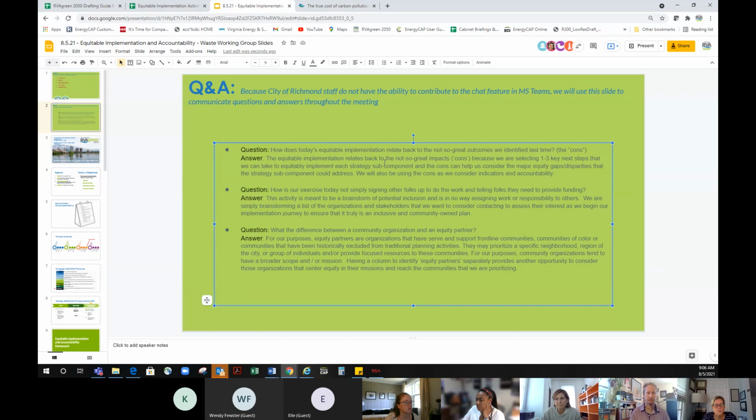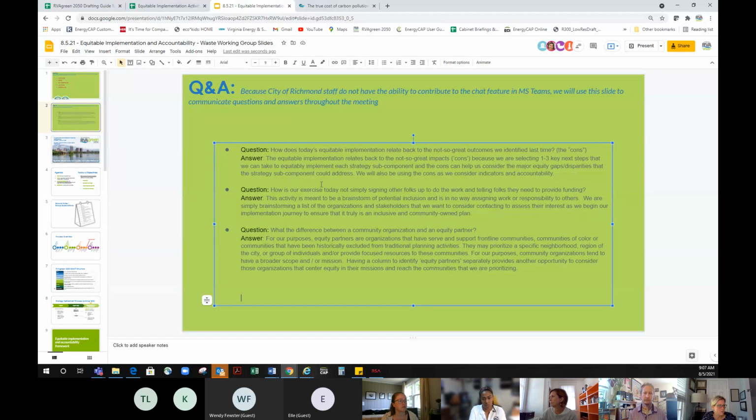If you'll remember back in June when we did the impact mapping, we were identifying some cons associated with the strategies. There are some potential ways that our strategies could backfire and create some inequities. So we do want to consider that in those key next steps, to be sure that we are setting ourselves up for success and centering equity so that we don't have any potential negative implications as we roll out these strategies.